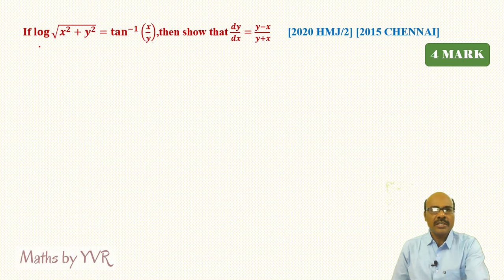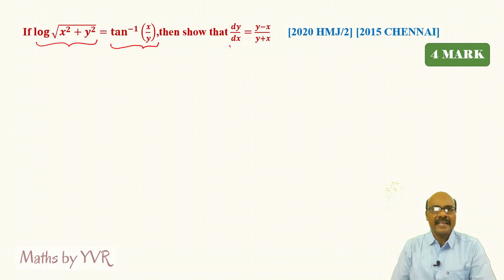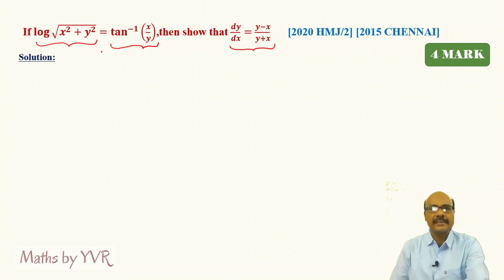Look at this one more question. If log of root over x square plus y square is equal to tan inverse x by y, then show that dy by dx is equal to y minus x by y plus x. Let us discuss the solution for this one.